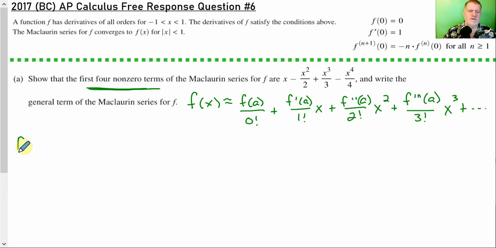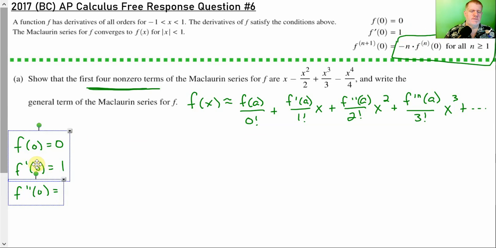All right, so over here I'm going to write this. We know our first term, f of 0, is 0. Then our first derivative at 0 is given to us as 1. Our second derivative at 0, now we have to use this up here.